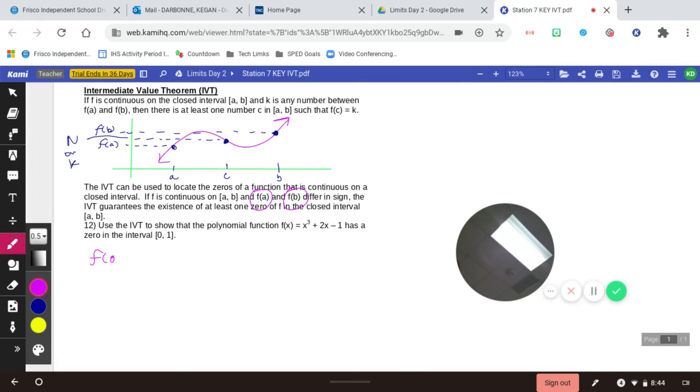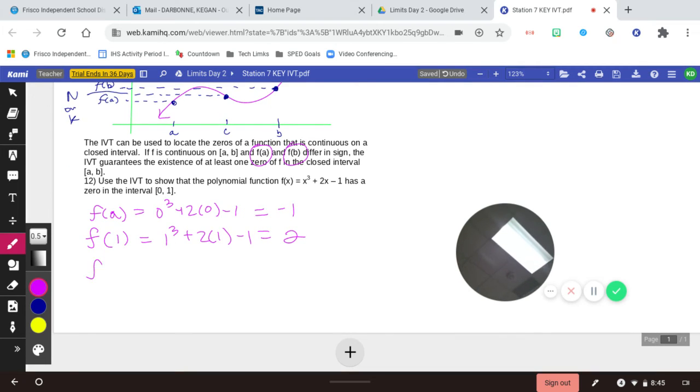So f of a would be equal to 0 cubed plus 2 times 0 minus 1, which is equal to negative 1. F of 1 would be equal to 1 cubed plus 2 times 1 minus 1. So that would be equal to positive 2.